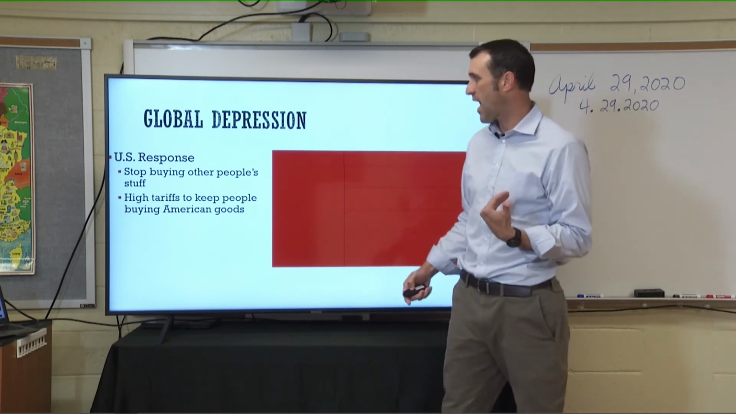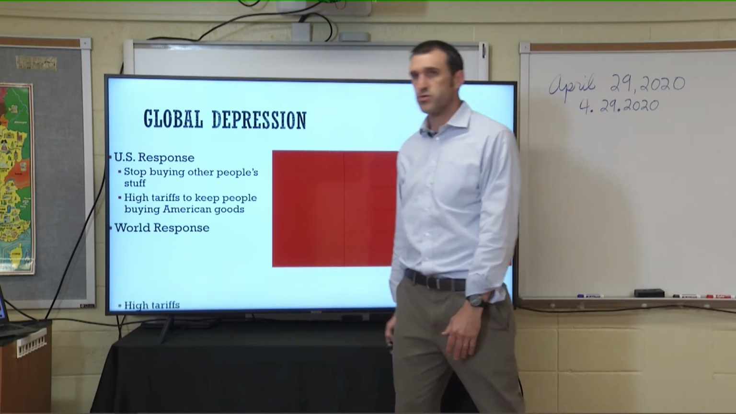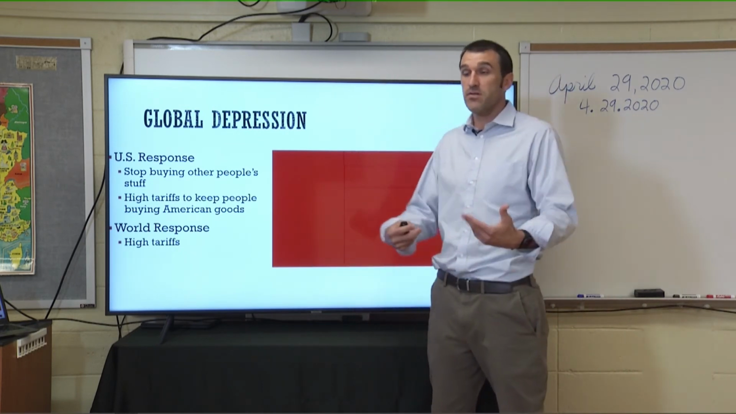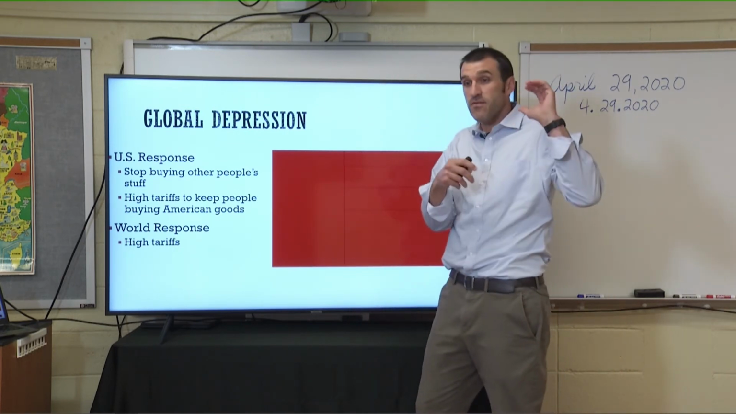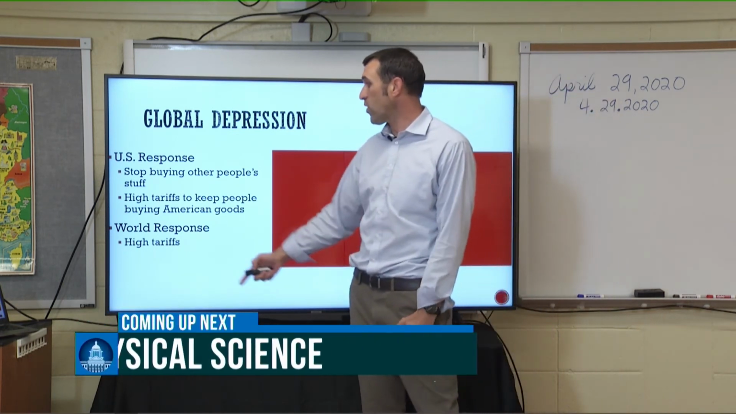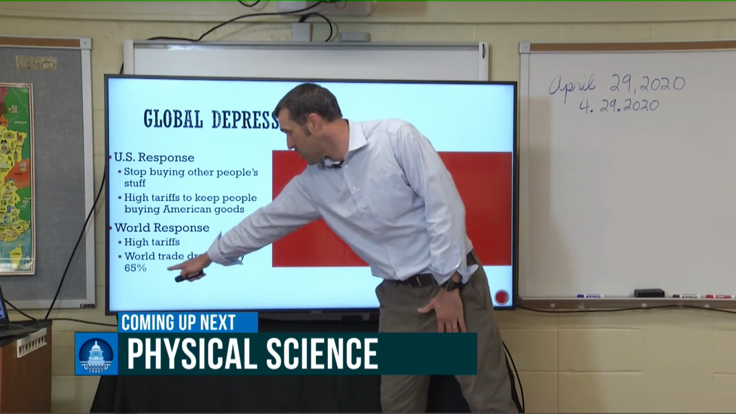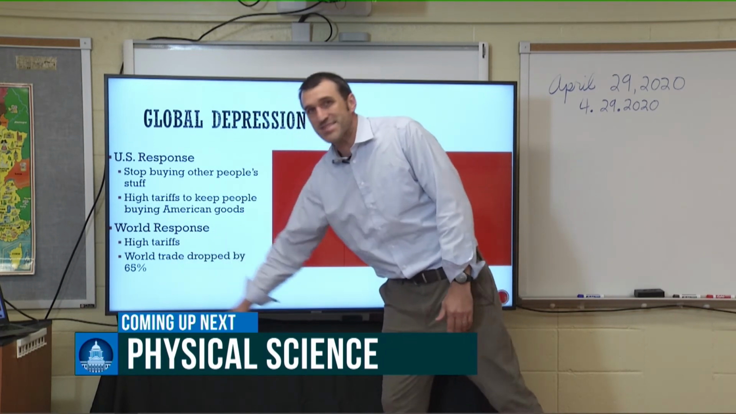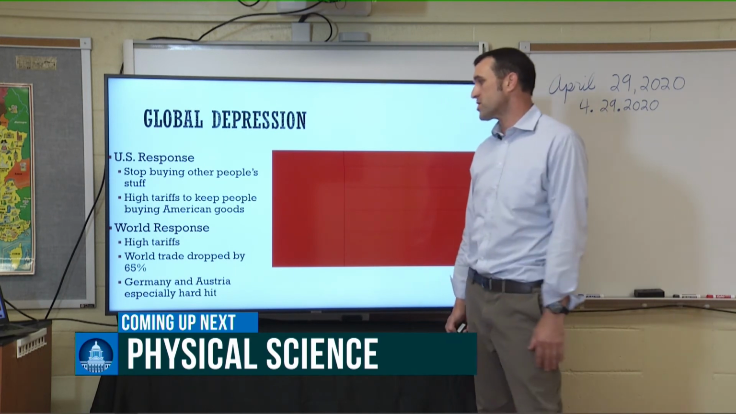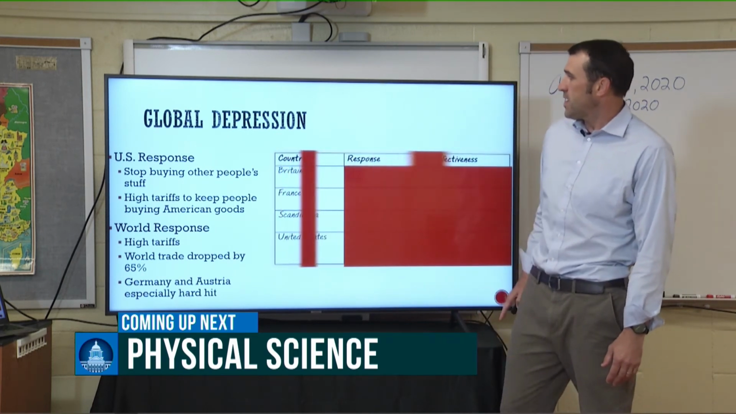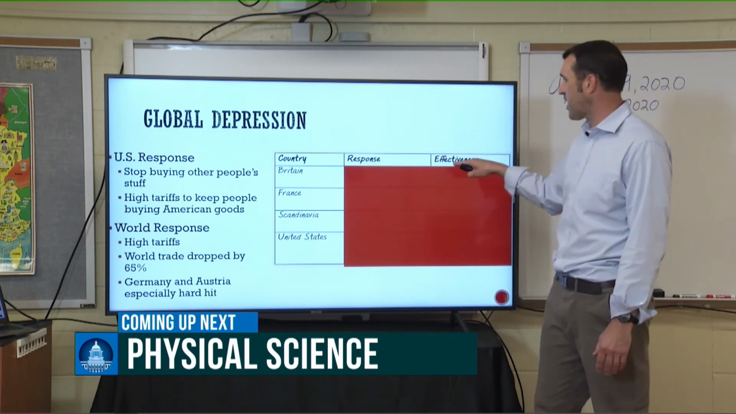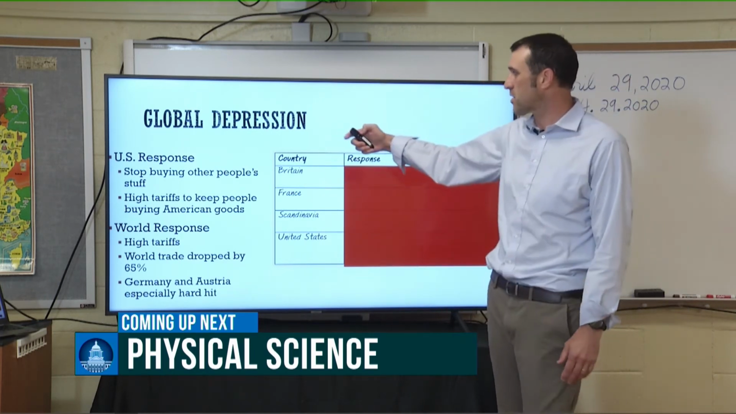What was the world's response? Well, if they're going to put a high tariff to keep them from buying our stuff, we're going to put a high tariff on our stuff so that we won't buy American stuff. And what ended up happening was world trade dropped by 65%. Germany and Austria were especially hard hit. I want to look real quick at several countries and their response and effectiveness to this global depression.